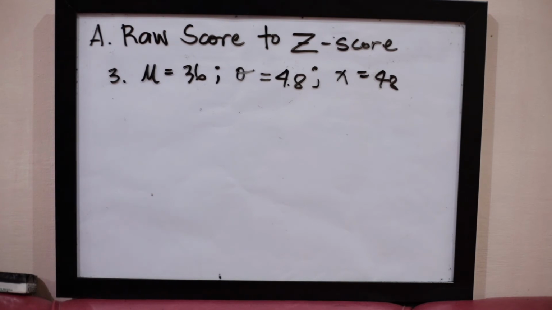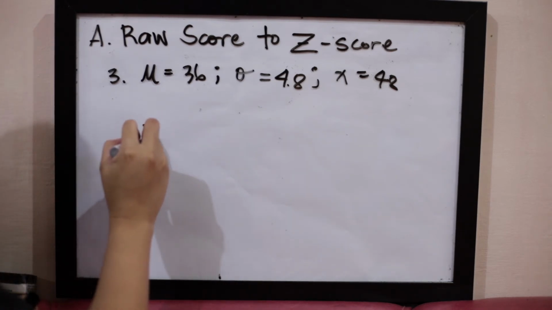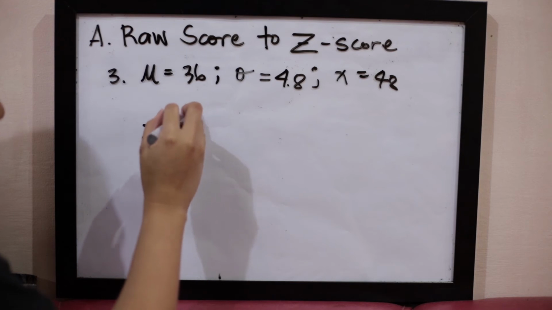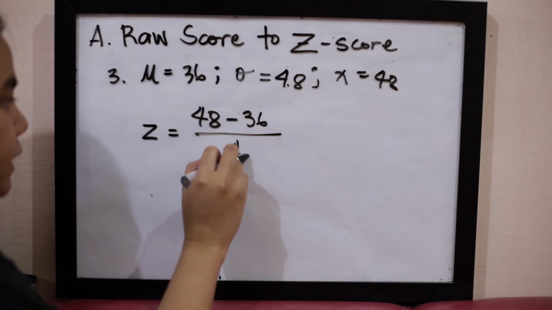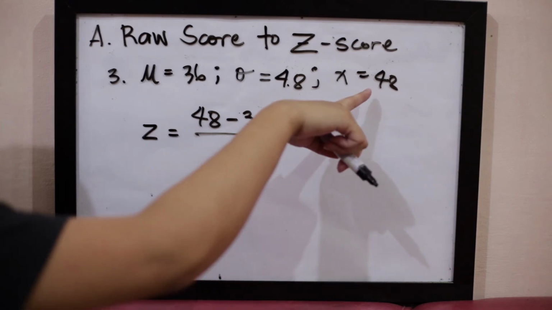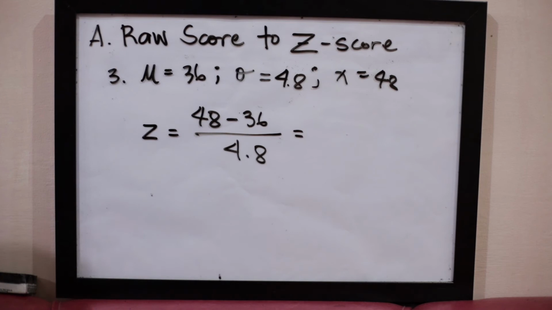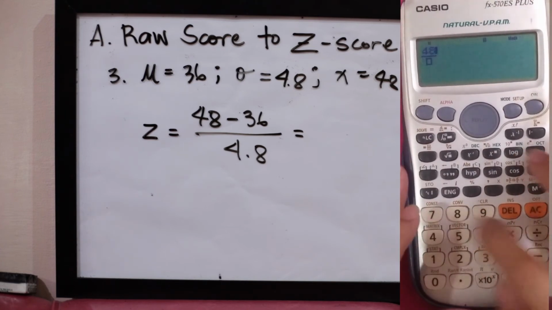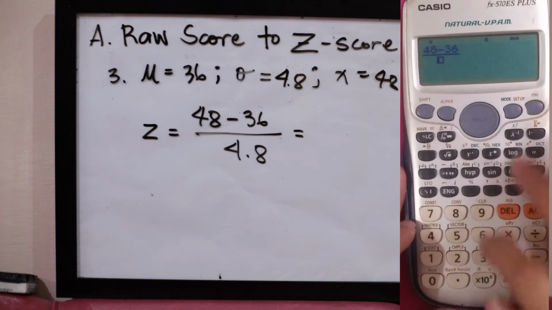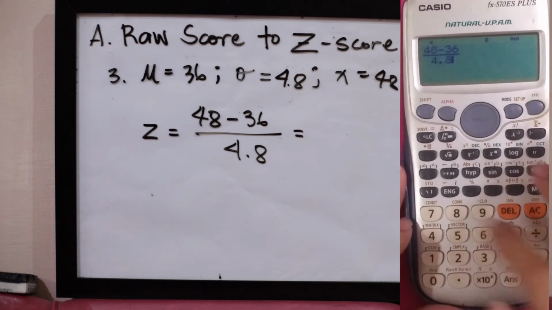Third problem, mean is 36, standard deviation is 4.8, and your raw score is 48. So, again, we use the formula for the C-score na raw score minus the mean all over the standard deviation to get the C-score equivalent to the raw score na 48. If your calculator is a 4-liner calculator, this will be the display: 48 minus 36 all over 4.8. The answer po is 2.5.